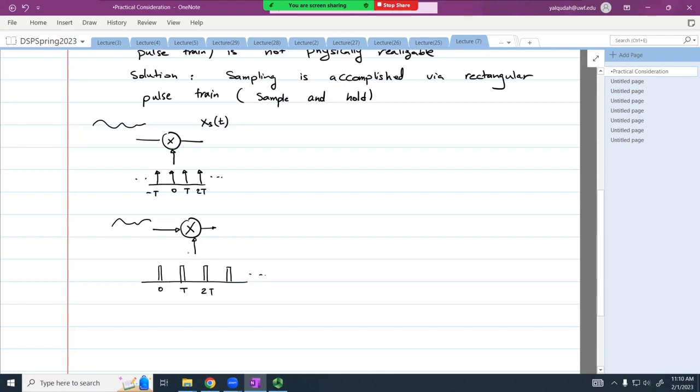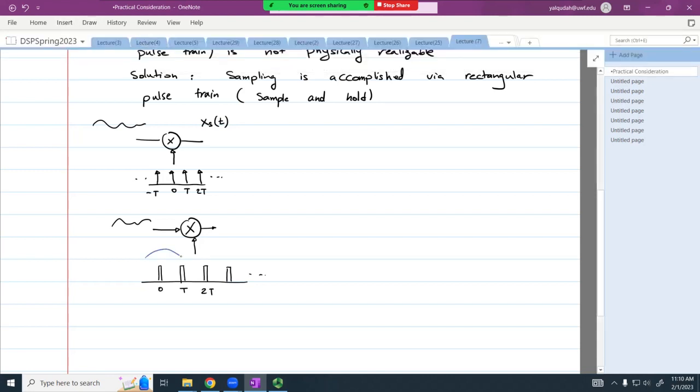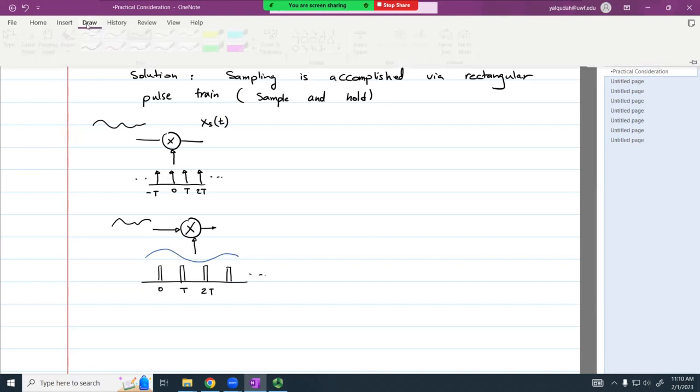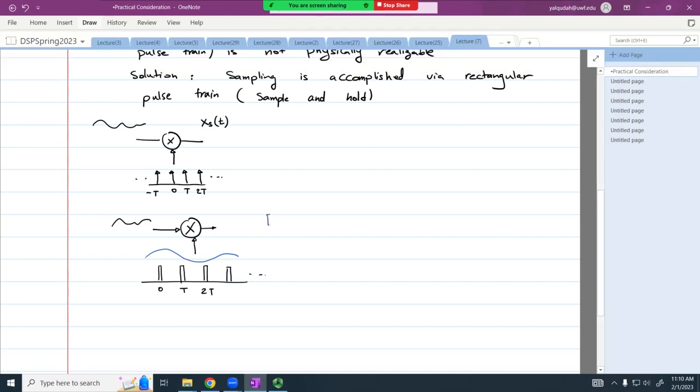What do I get if I multiply the signal with this pulse train? At the output I'm going to get pulses that are going to change their height depending on the value that gets multiplied by the signal. This is time 0, t, 2t, etc. Is that clear, everybody?